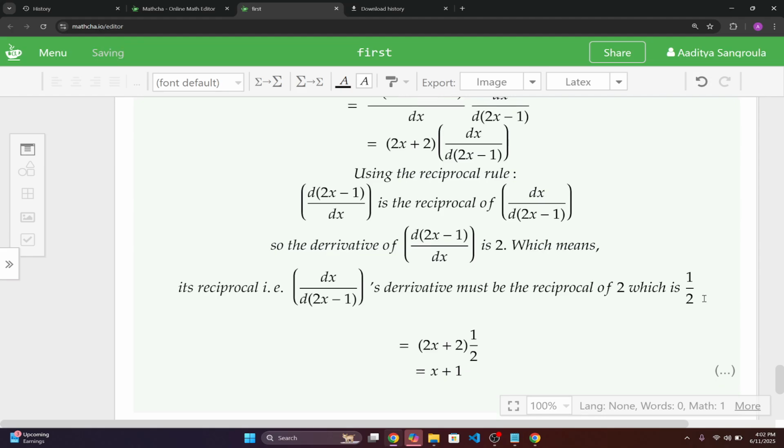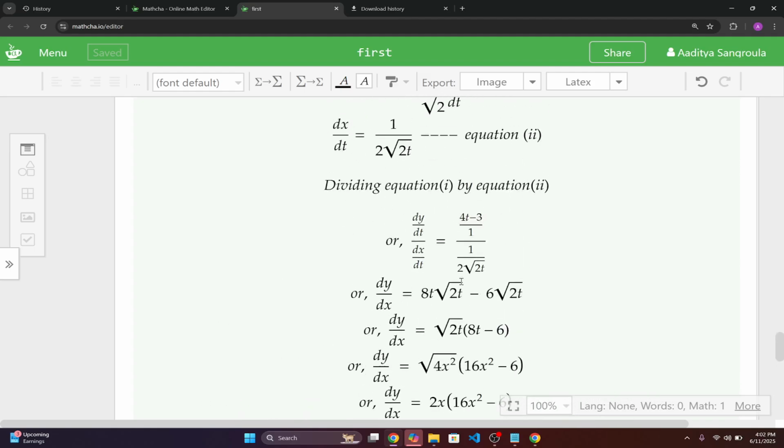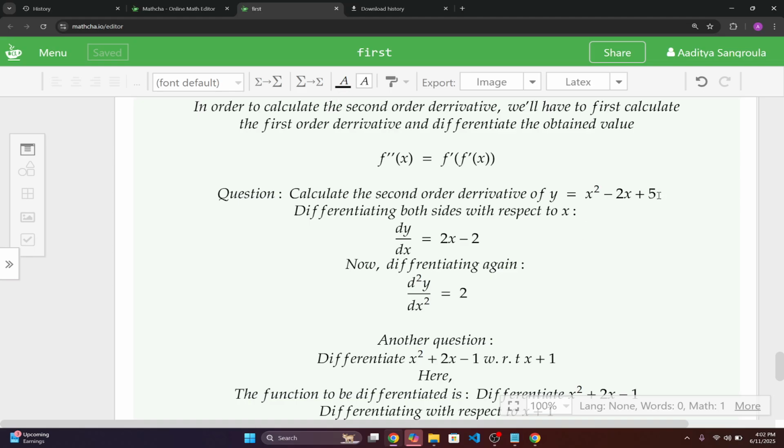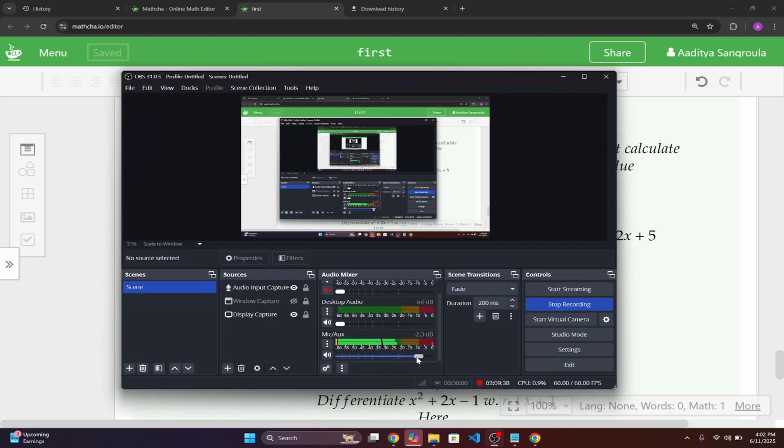Right? So that's the derivative of the function 2x squared minus 2x plus 5 with respect to what? Leave that. That's the answer. Wait a second.